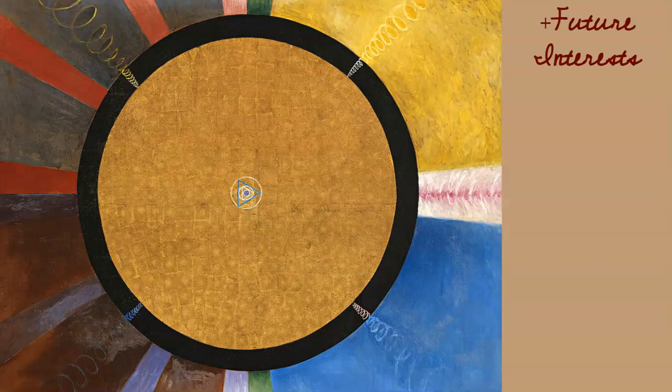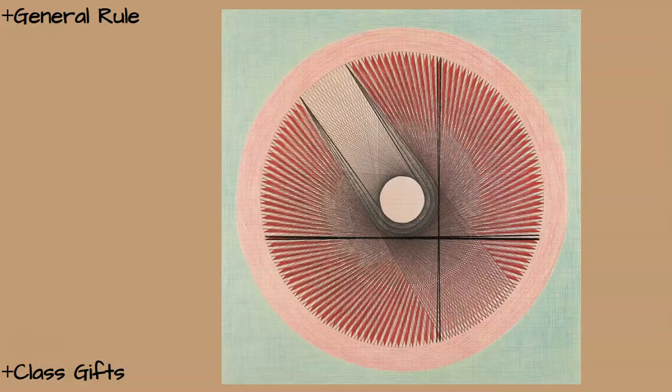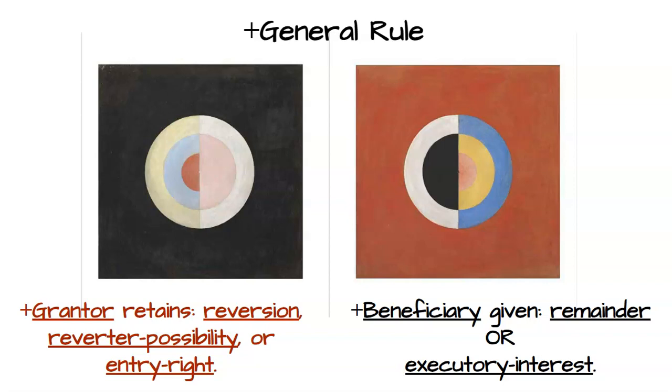All right, future interests. The general rule and class gifts. General rule: the grantor retains a reversion, possibility of reverter, or right of entry. The beneficiary is given a remainder or executory interest.